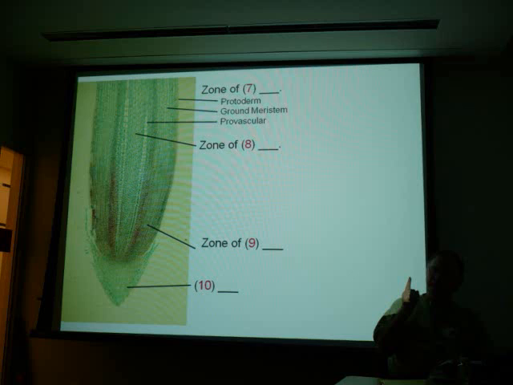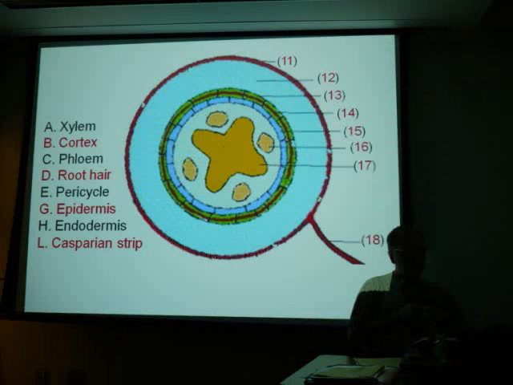Number 7, zone of maturation. Number 8, zone of elongation. Number 9, zone of division, or subdivision. Did I say mitosis? It's also called zone of mitosis, which is subdivision. And the last one is the root cap. So that's good. All right, here we go.